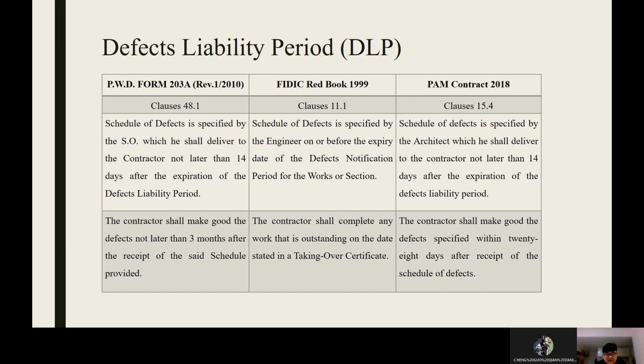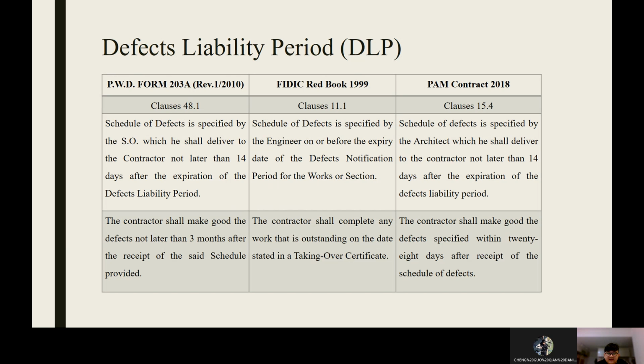In the FIDIC Book, the clause used is 11.1. The schedule of defects is specified by the engineer on or before the expiry date of the defects notification period for the works or section. The contractor shall complete any work that is outstanding on the date stated in a taking over certificate.